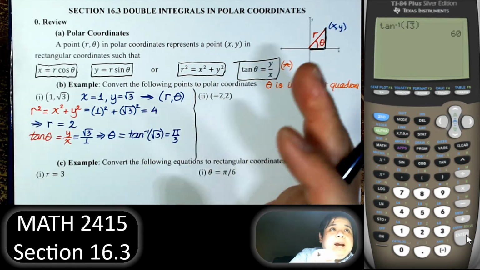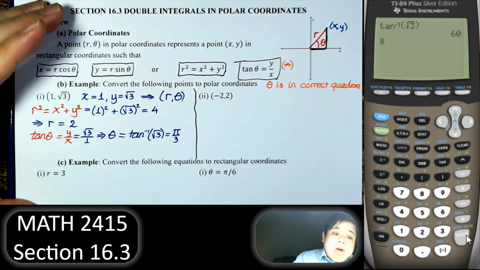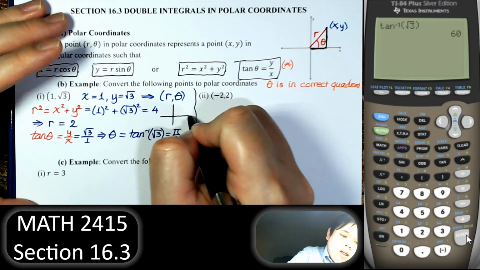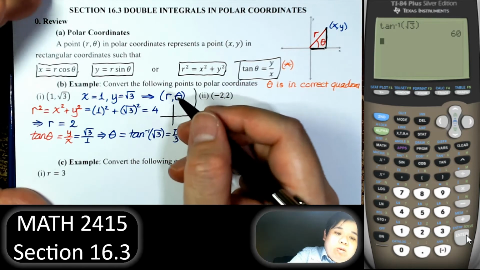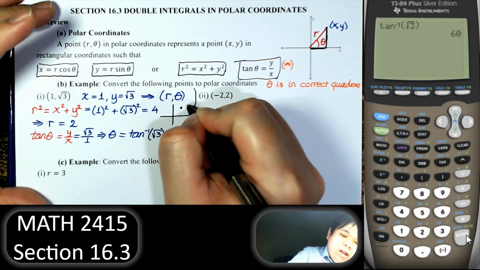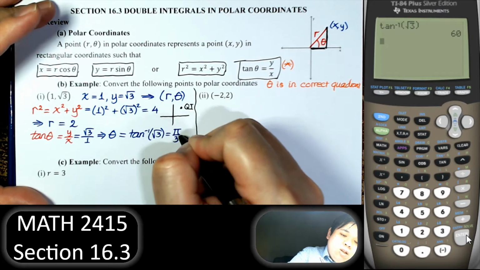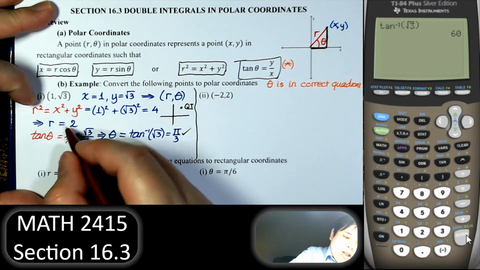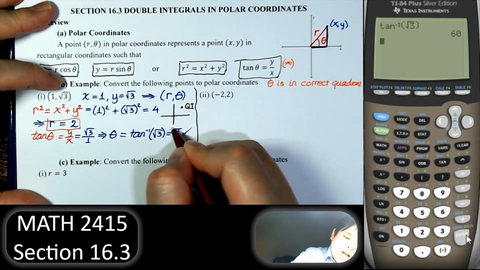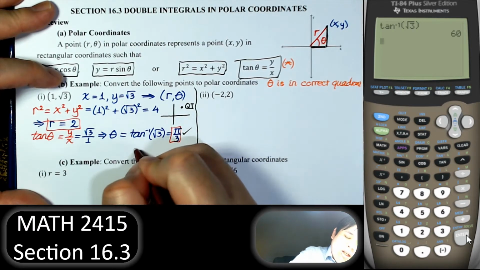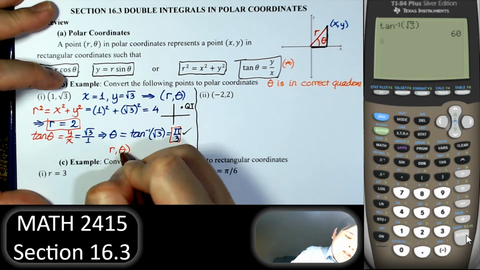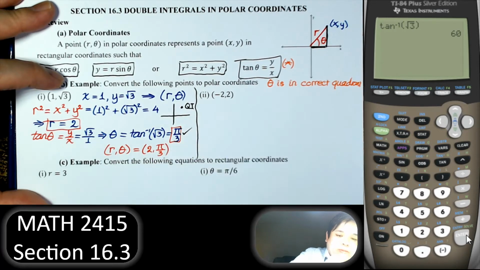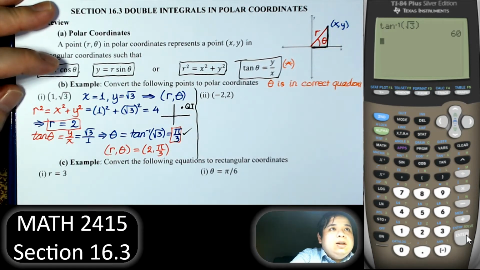Right. That's good to know, but before we write the final answer, make sure that it is in the right quadrant. x is 1, y is square root of 3. Both of them are positive. So the point is in quadrant 1, and this angle is in quadrant 1. So that's a check. So r is equal to 2 and theta is pi over 3. So the point is r, theta, 2, pi over 3. Right, that's good.